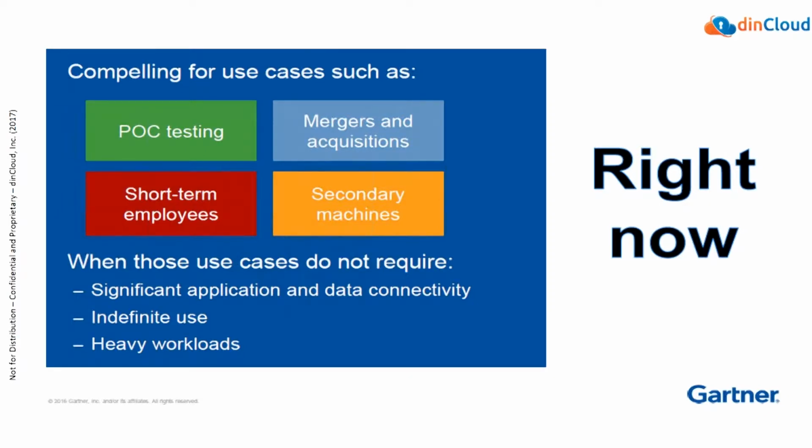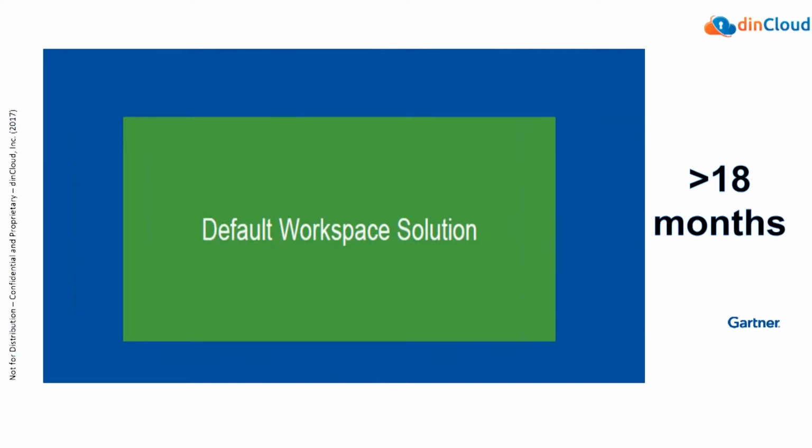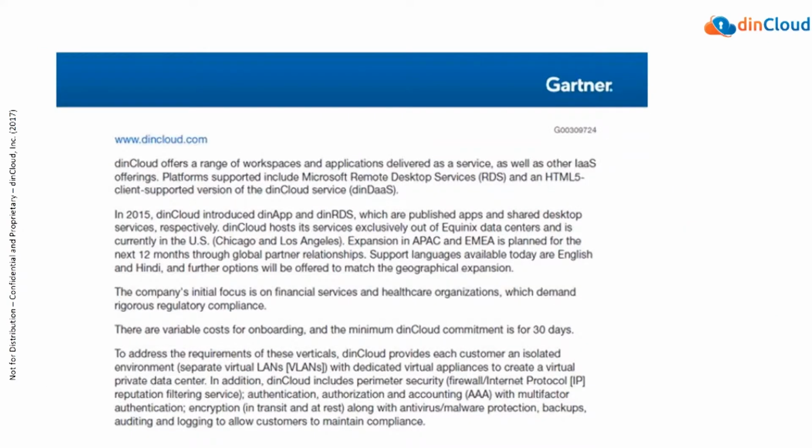And as of a year ago, Gartner was suggesting the market was at POC testing, mergers and acquisitions, secondary machines, short-term employees. That's what Gartner suggested the market was a little over a year ago. And they said, 12 to 18 months from about 13, 14 months ago, we start to see heavier workloads, task workers, remote workers. And this is actually where we were at 12 to 18 months ago. Gartner is suggesting this is where the market's at today. And then the exciting news for partners in this space is that Gartner is suggesting for the mid-size enterprise, within 18 months of August of last year, or within the next 6 months, desktop as a service will be the default workspace solution for the mid-size enterprise over VDI and over traditional desktop management.